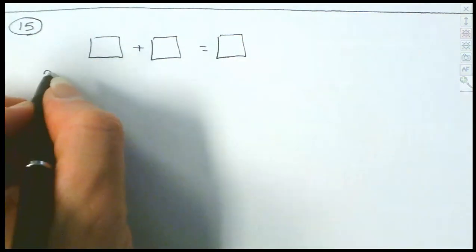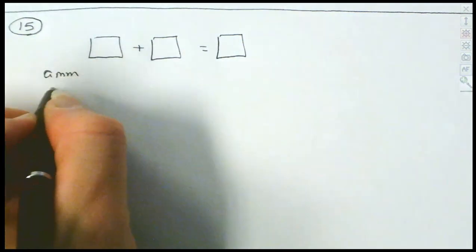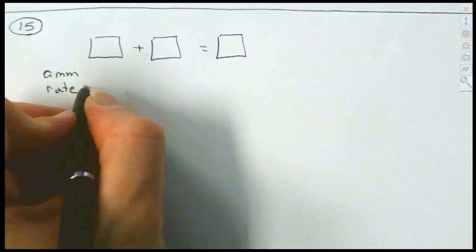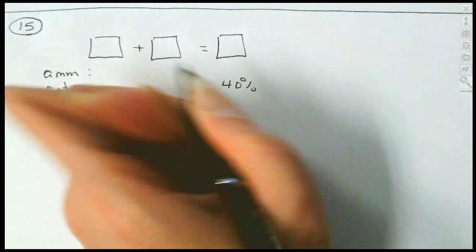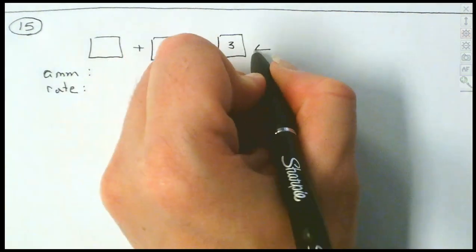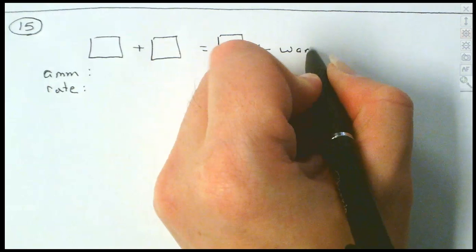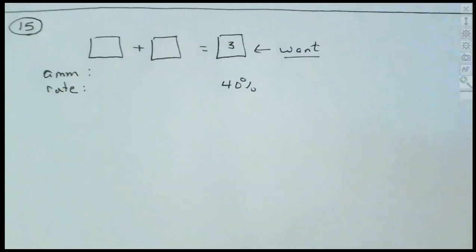And we've got the amount that's in there, and we've got the percentage rate of antifreeze. We want at the end this 40%, because this is box 3, and that's what we want. So we want to end up with 40% antifreeze. Okay, so that's what we got.